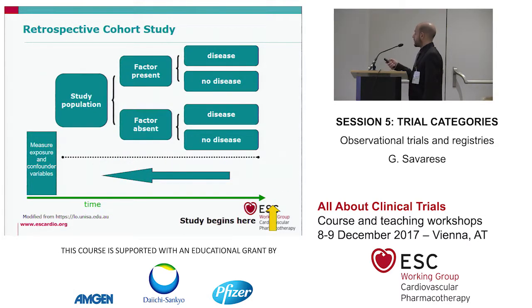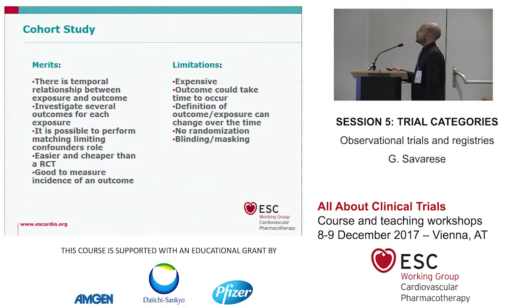The same type of study can also be retrospective, and it means that if the study begins here in 2017, we go to check, for example, in 2000, the baseline characteristics of the population, and we check in 2000 which patients had or did not have a risk factor present, and then we look in 2017 which patients developed or did not develop the disease.